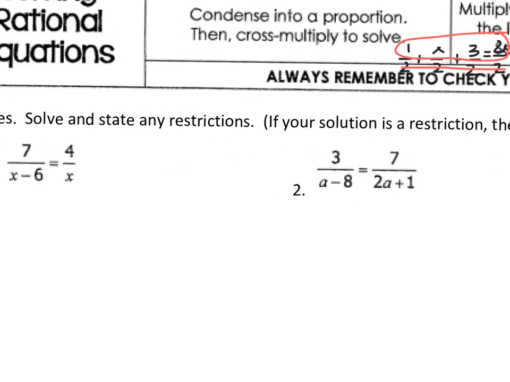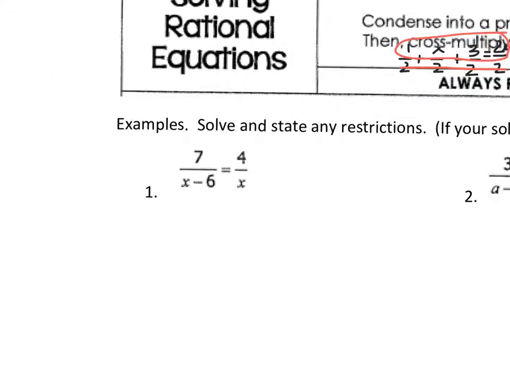So for example, in this first problem, if I ended up solving for x and getting x equals 6, it could not be a solution, because if I put 6 in here, I'd be dividing by 0, and that's undefined. So you still want to look at your restrictions. For this one, I'm just going to cross multiply.